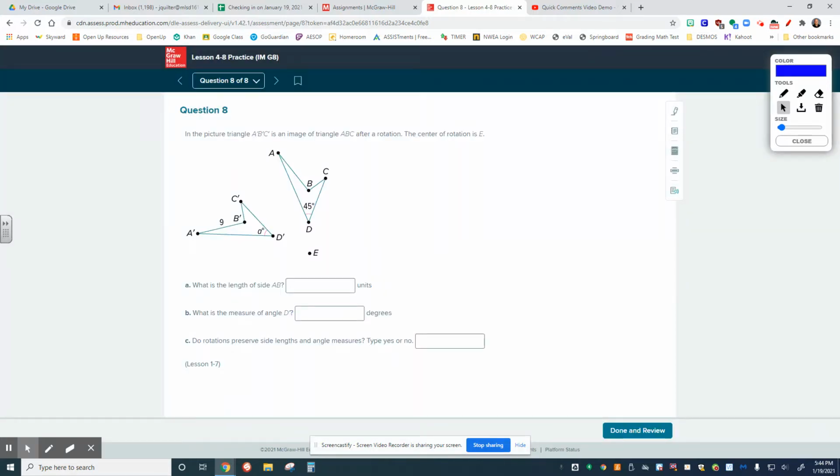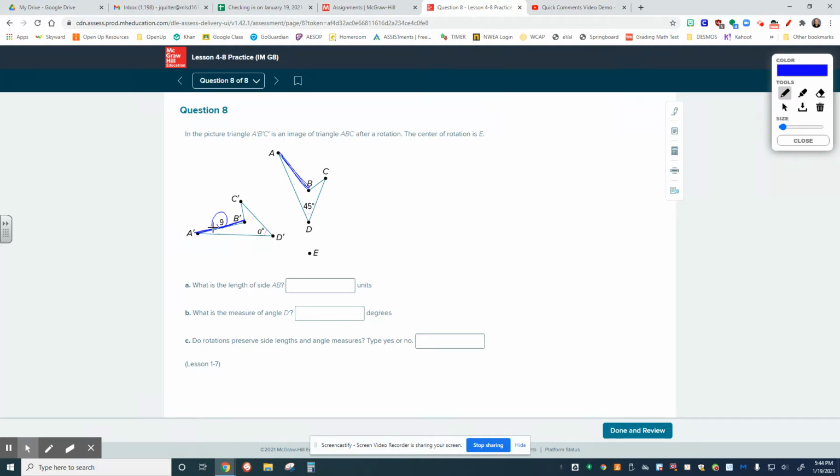Where we have a couple triangles, we get way back to unit 1. In this picture, triangle A prime, B prime, C prime is an image of triangle ABC after a rotation. The center of rotation is E. What is the length of side AB? Well, I would tell you to remember what happens when we rotate from here, the length of this segment, to here. We see that segment A prime, B prime is 9 units long. So how long was it before it was rotated?